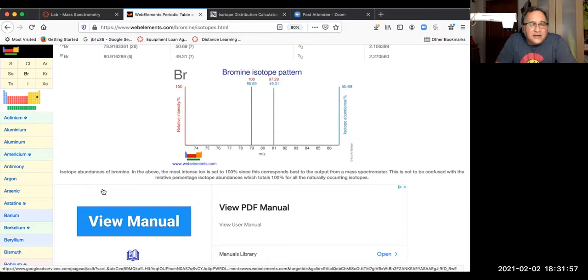And for the 81, how many hit the detector? Well, probably 4,800,000 or something like that. And so we don't want to write those numbers at the top. So we normalize those so that 100 is the biggest and 97.28 is the smaller one for bromine. So how do we figure out those percentages of 50.69 and 49.31? That I'm going to show you now.